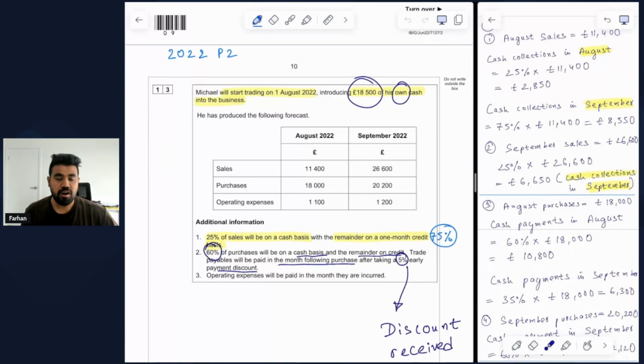My name is Farhan. This video will teach you how to solve a cash budget problem. This is question number 13 taken from 2022 paper 2 past exam.